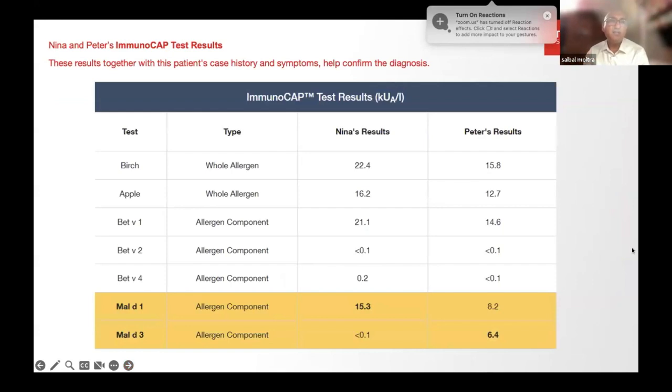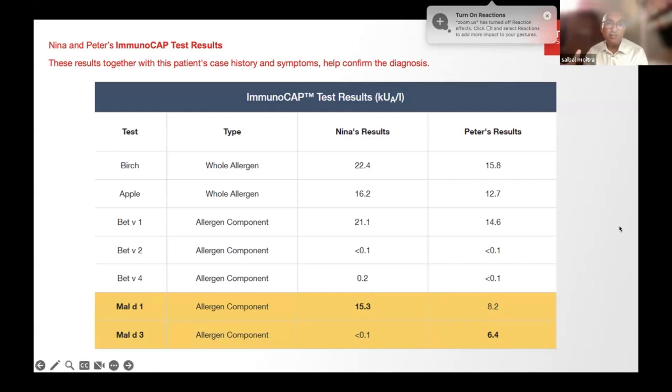So these are the results of Nina and Peter's ImmunoCAP. What we find is that they have this Mal d 1 allergen component, which is positive in Nina, and this is 8.1. Well, not very significant in Peter's result, but still positive. But Mal d 3 is quite highly positive in Peter's result.